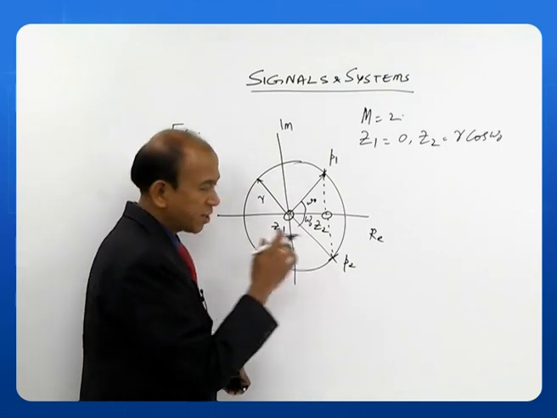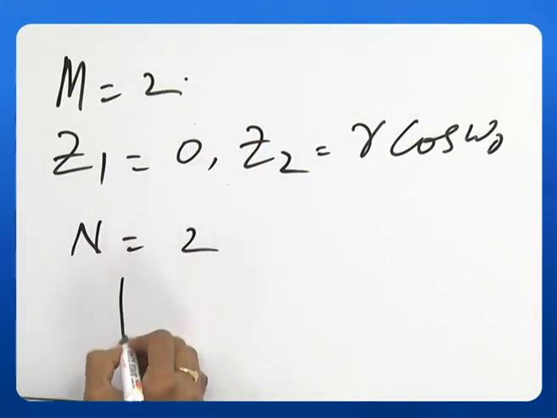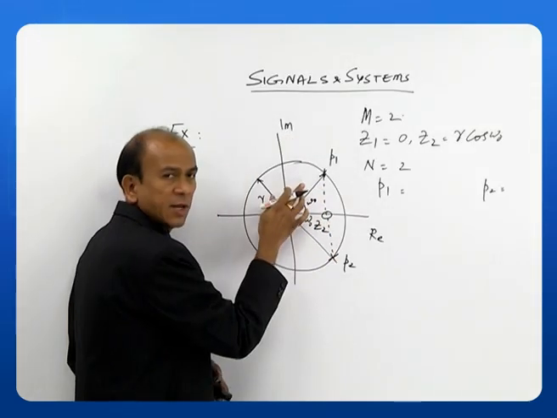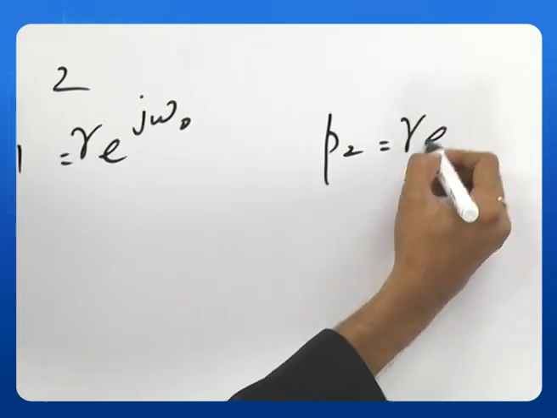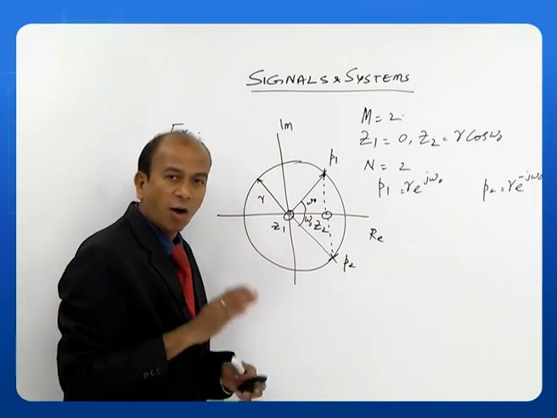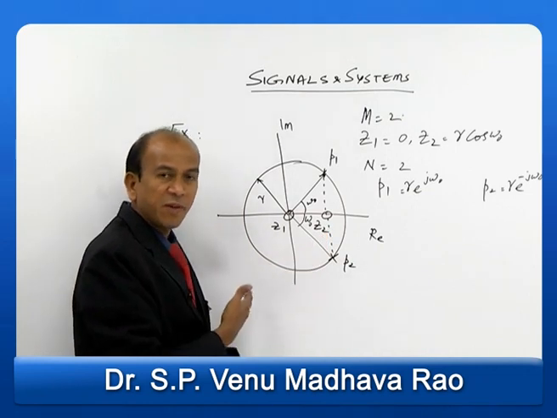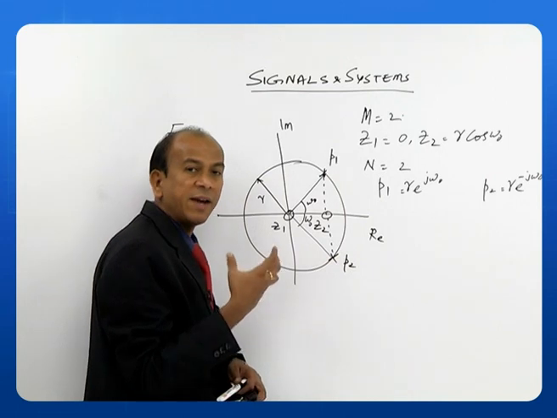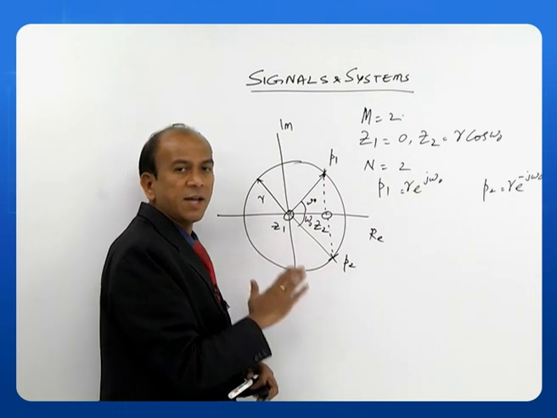Similarly, if I look at the poles, there are two complex conjugate poles. So I have two poles, P1 and P2. P1 is given by r e to the power of j omega naught, and the other one is given by r e to the power of minus j omega naught. So from the figure we have identified the number of zeros and where these zeros exist, and similarly we have calculated the poles on similar lines.